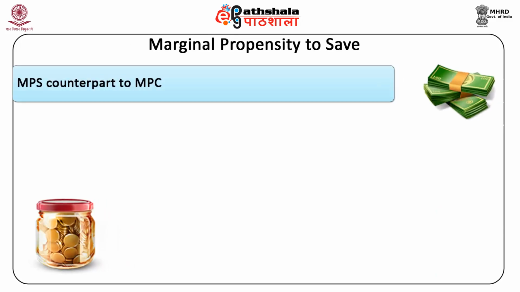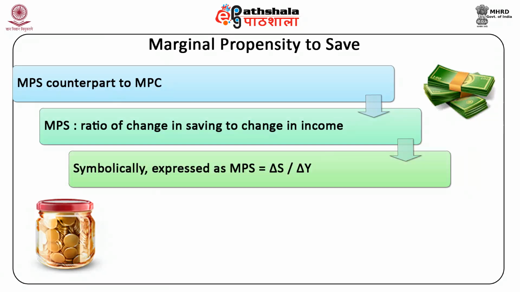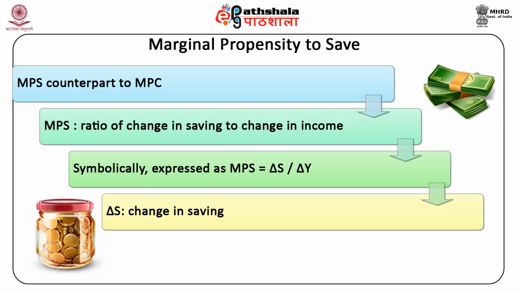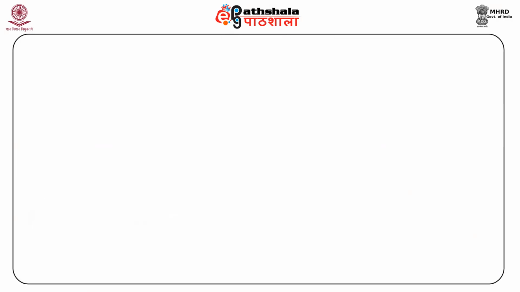MPS is the counterpart to MPC. The marginal propensity to save is defined as the ratio of the change in saving to the change in income, for any change in income. Symbolically, it is expressed as MPS = ΔS/ΔY, where ΔS is the change in savings and ΔY is the change in the level of income.